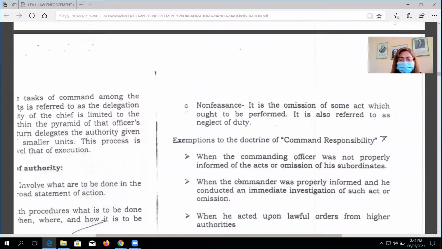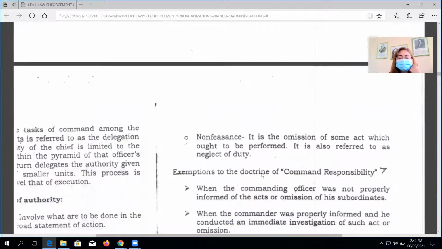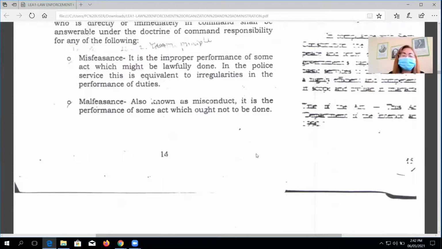Another is nonfeasance. It is the omission of some act which ought to be performed. It is referred to as neglect of duty. Ang pangutana, unsay kalainan aning tulo.